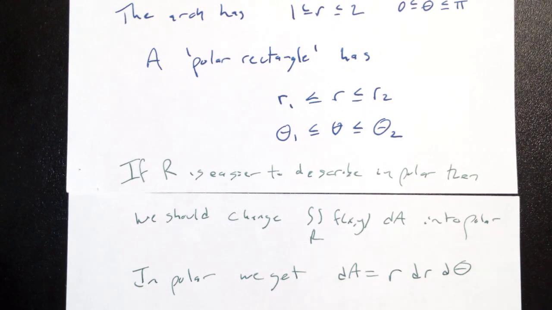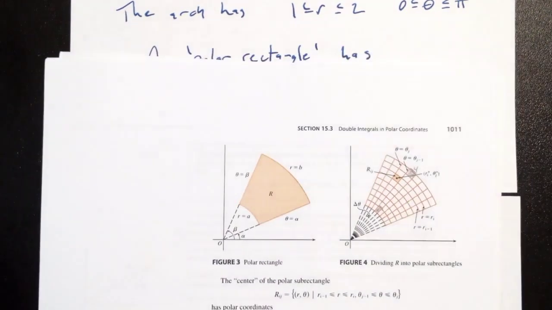Now, I often get asked, where's that extra r come from? And the easiest way to think of it is to look at the picture on page 1011, which is a grossly blown up version of the picture I was just using. So they have this. Here's a left bound and right bound in theta, an upper bound and a lower bound in r. I'm going from A to B and from theta 1 to theta 2.